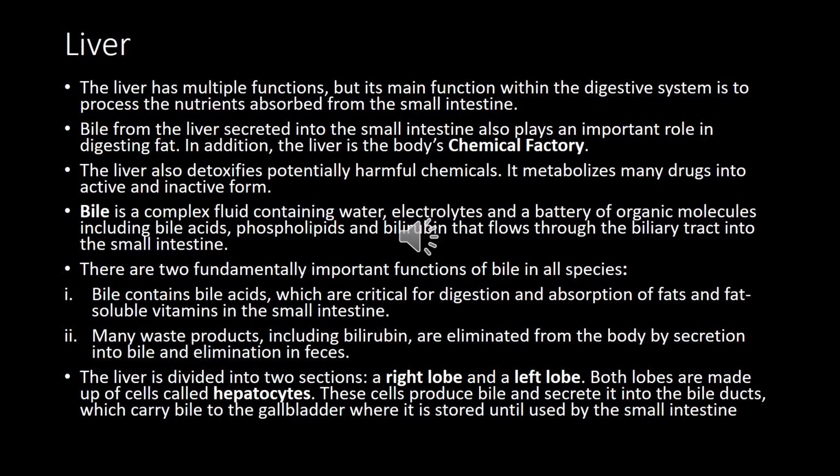Here we come with another accessory organ which is involved in the digestive activity, and that's the liver. The liver has multiple functions, but its main function within the digestive system is to process the nutrients which are absorbed from the small intestine. And bile from the liver secreted into the small intestine also plays an important role in digesting fats.